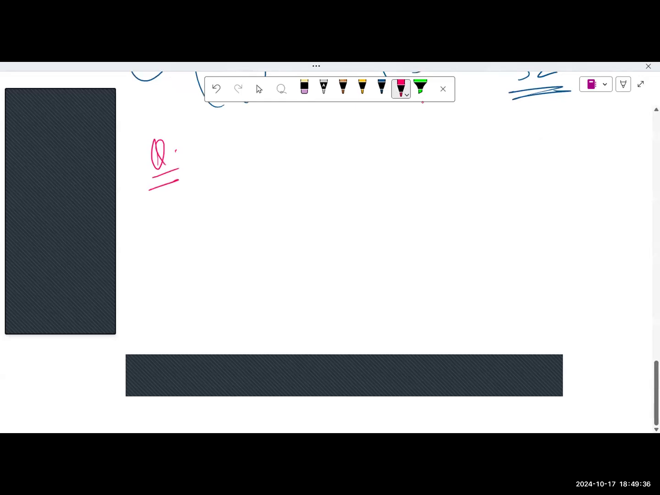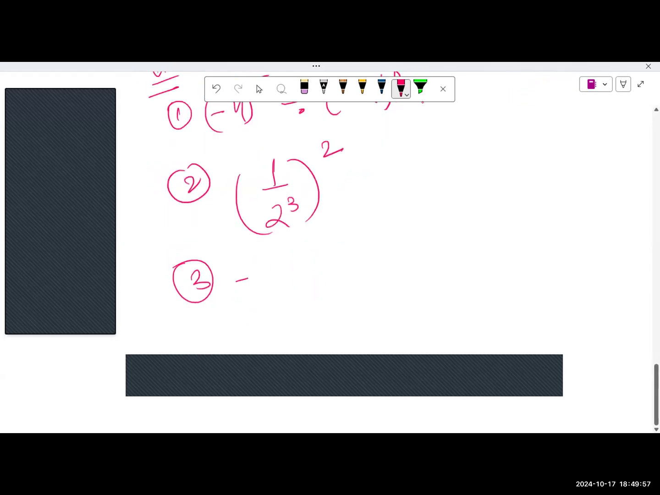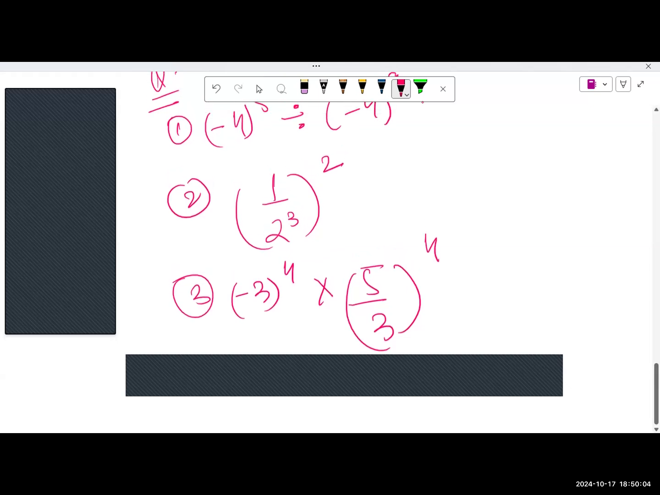Now you have the next question. Simplify and express the results. The first one is minus 4 to the power 5 divided by minus 4 to the power 8. Then it is 1 by 2 to the power 3, 2. Third is minus 3 to the power 4 into 5 by 3 to the power 4. Okay, these are the three questions.